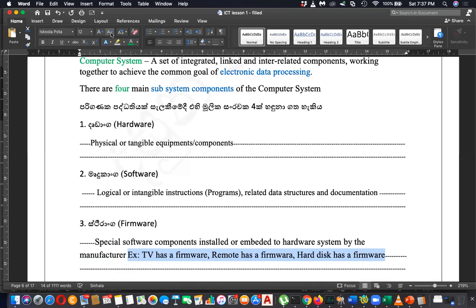That is called firmware because it is installed by the manufacturer in the firm.